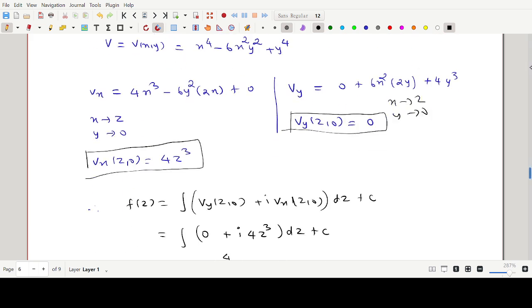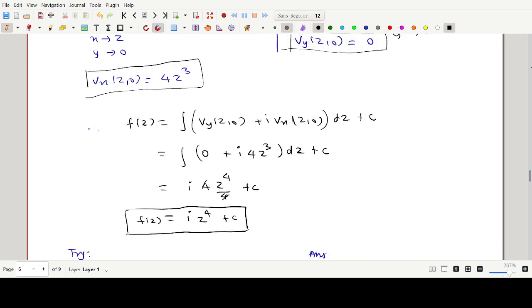By the formula, it is by the Milne's method or Milne-Thomson method, f of z is nothing but vy of z comma 0 plus i vx of z comma 0 dz plus c. How am I getting this? By the formula for f dash of z. So I am replacing vy of z comma 0 with the value 0, and vx of z comma 0 with 4z cube, into dz plus c. Once integrating, it is 0.